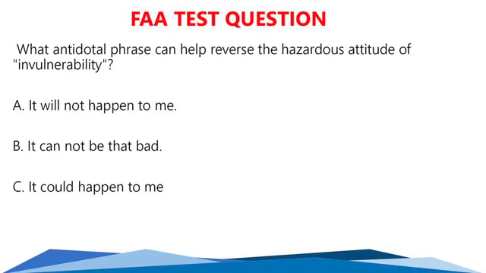So the correct answer, 96% of everyone here has the correct answer. It is C, it could happen to me. So remember, invulnerability is that it won't happen to me, it happens to other people. It's really found in people who think accidents happen to others and not themselves. So keep in mind that the opposing side of that is it could happen to me. All right, good job, everyone.